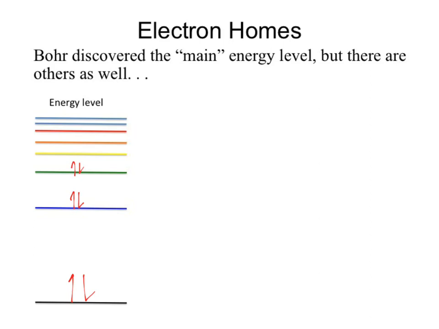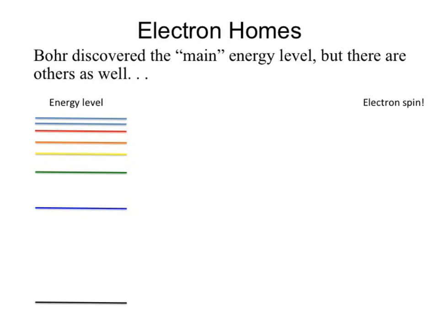Does this explain my periodic table? No. No, I've still got problems. Okay. So we still have to keep refining and refining. And what we end up noticing is that while we can put two electrons into a single home, every time we move up in an energy level, we build more homes.